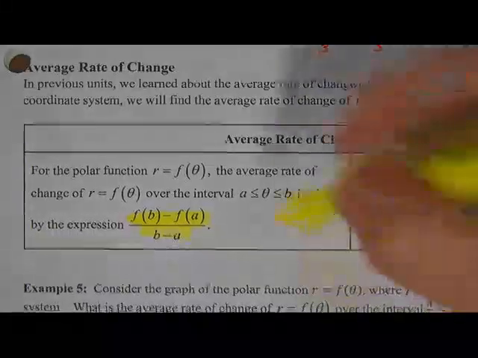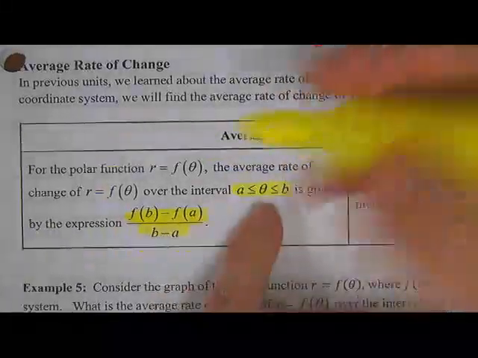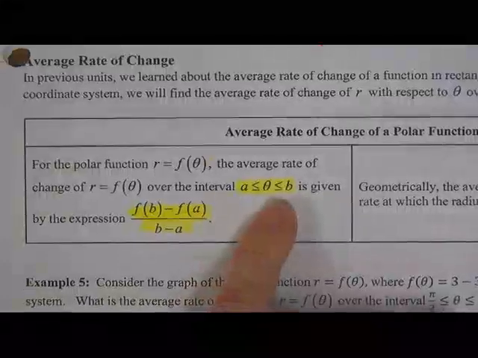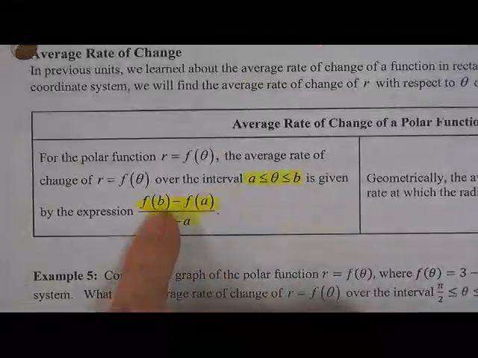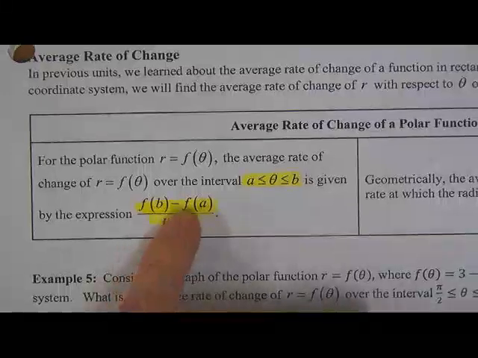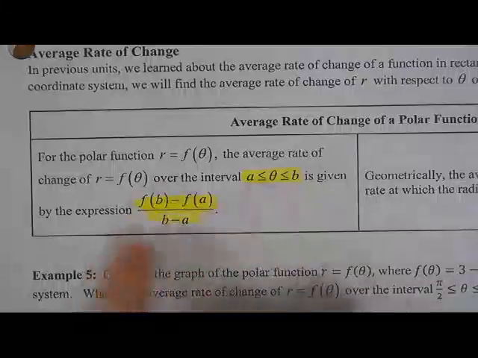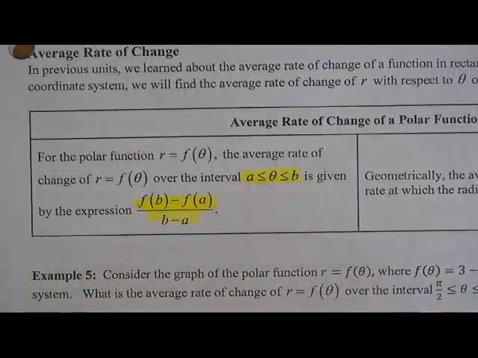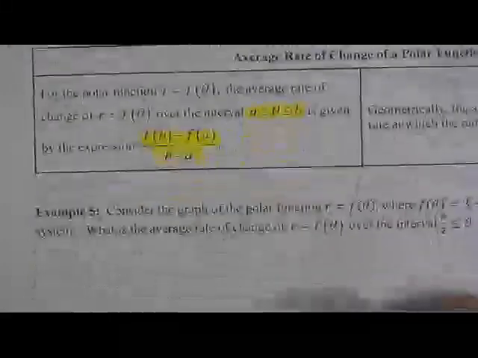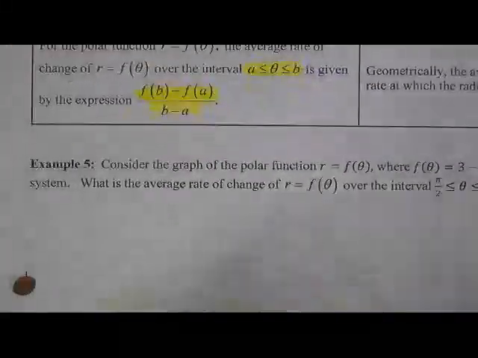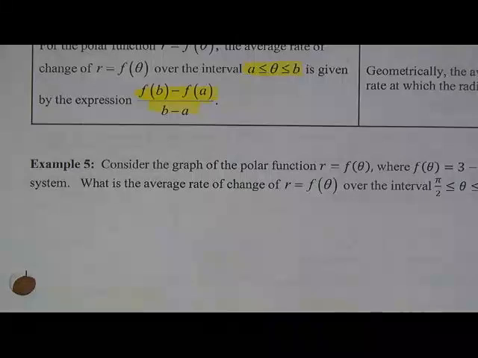It's just saying if you're asked to find the rate of change on an interval from A to B, plug in B and see what you get. Minus. Plug in A and see what you get. All over B minus A. Watch how easy that is on example 5. The hardest part about example 5 is not getting to use a calculator, okay?